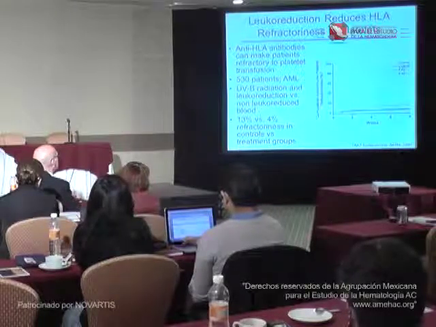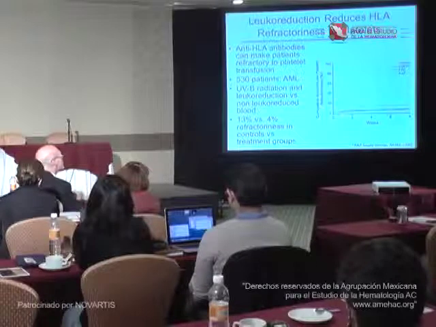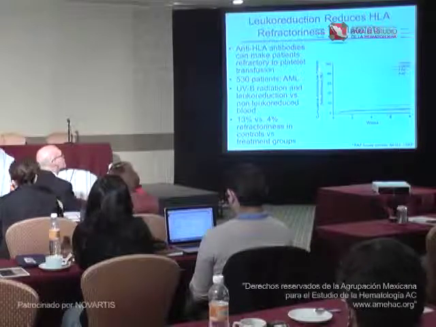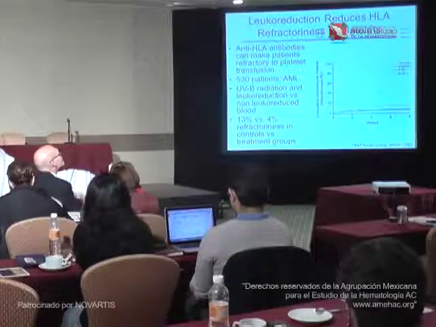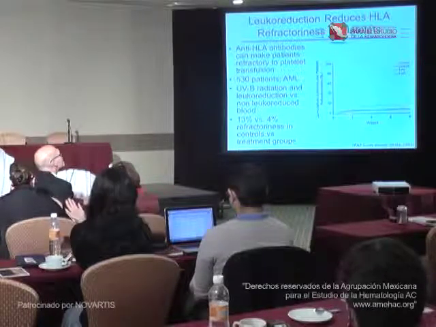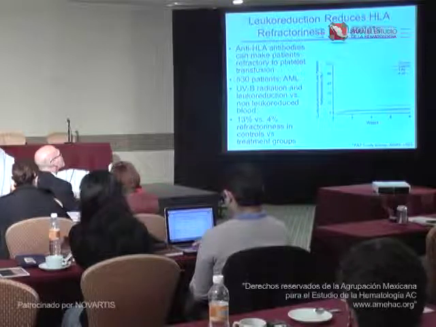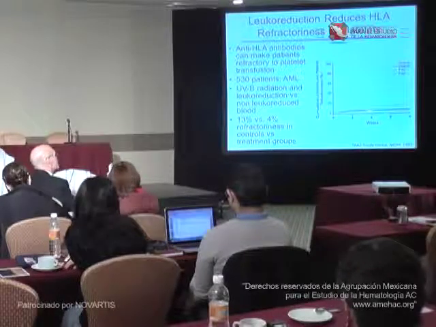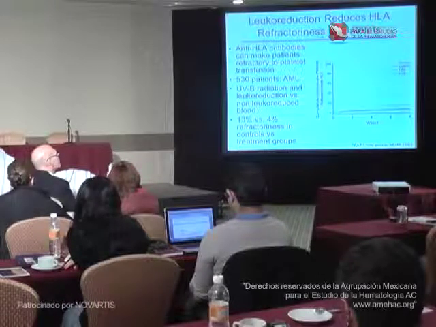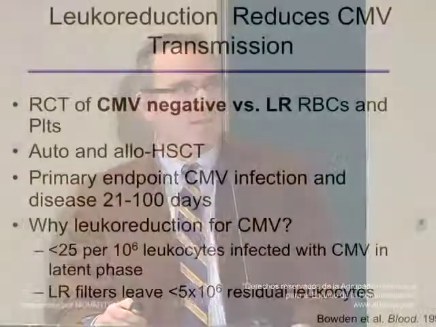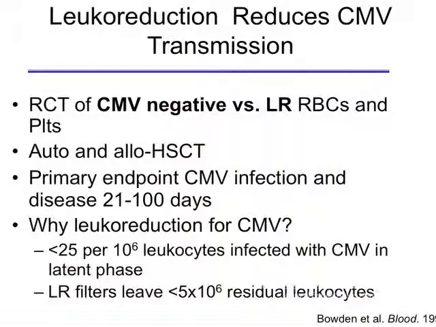And in this curve, we see the incidence of alloimmune platelet refractoriness, and the incidence in the control group in yellow was 13%, greater than any of the treatment groups, the leukoreduction or the UV irradiation group. And so this trial established that leukoreduction reduces immune-mediated refractoriness.